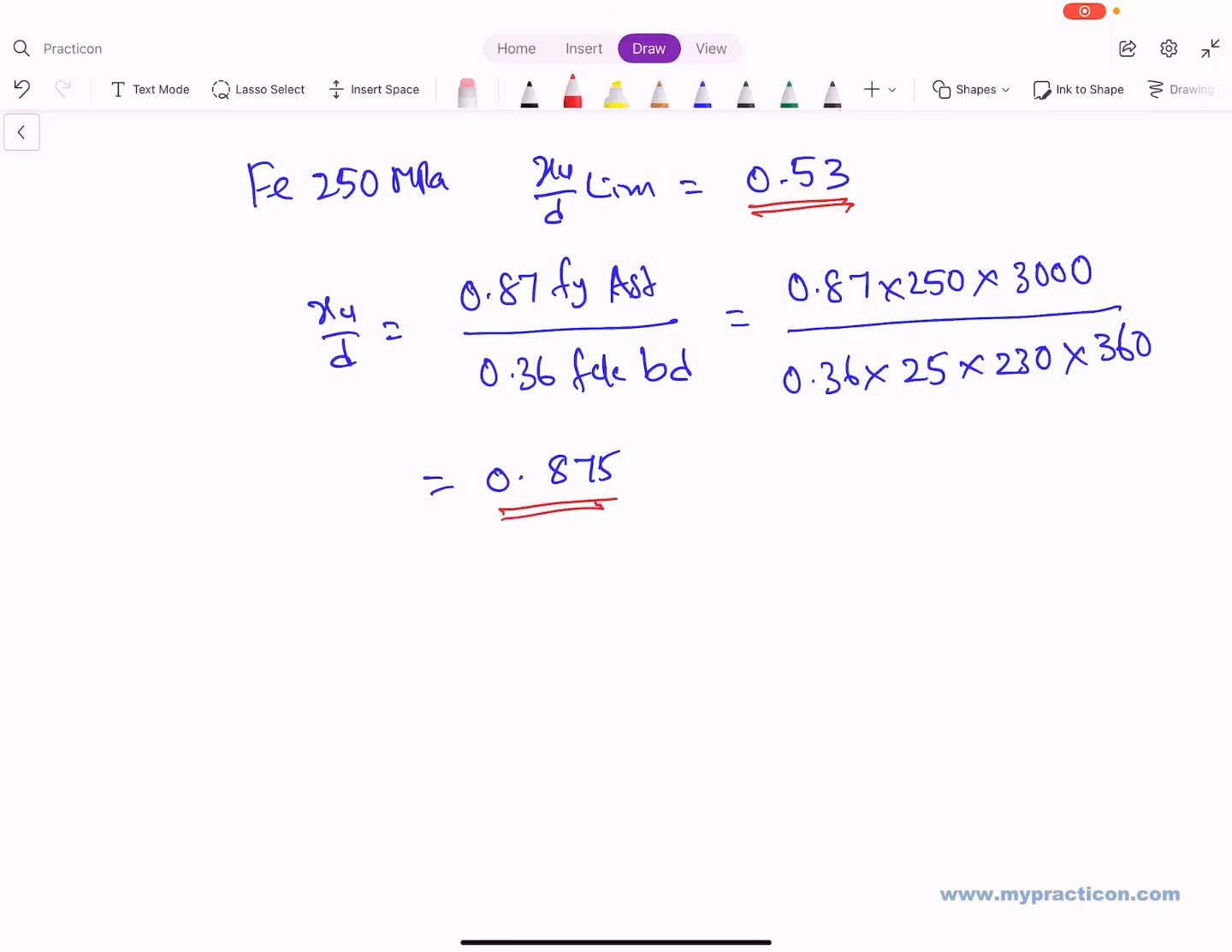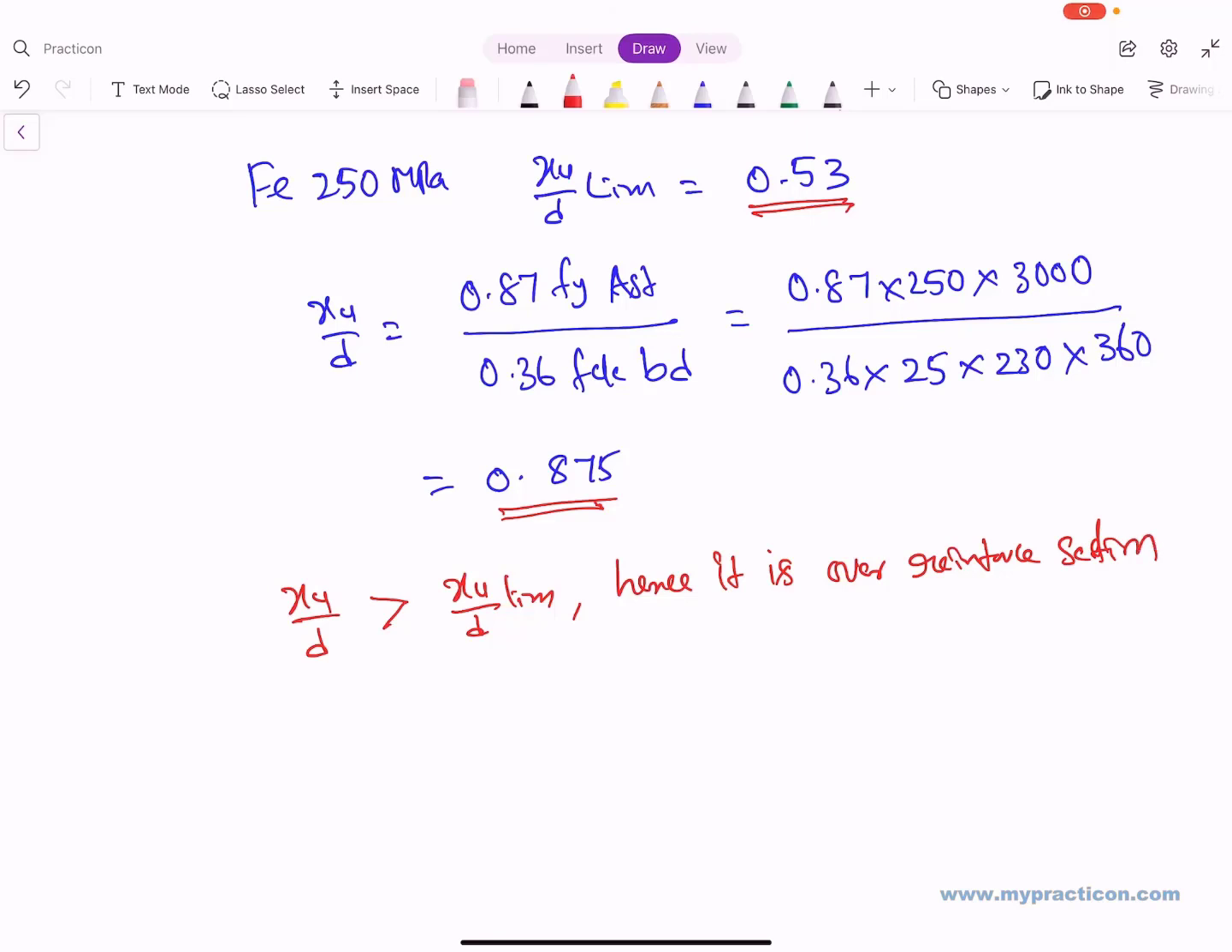Now, XU by D limited is 0.53 and XU by D actually is 0.87. So that means XU by D is greater than the XU by D limited value, right? Hence, it is an over reinforced section.